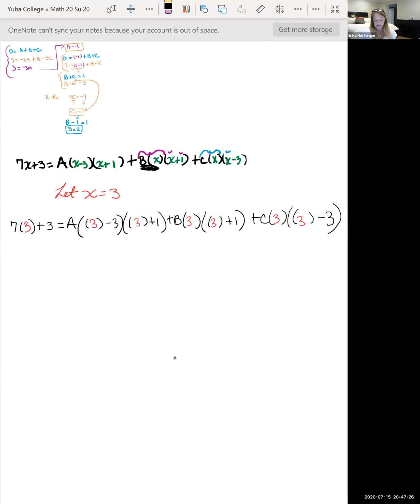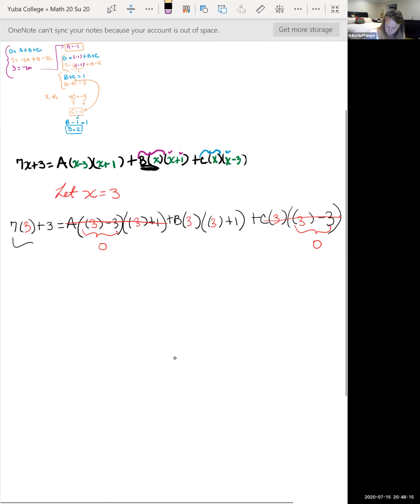Okay, so we chose that value so that one of those factors, or multiple of those factors actually, go to 0. Notice 3 minus 3 is 0. And if you multiply anything by 0, we get back 0. So this whole thing goes away, because that's 0 times a times 4. Notice over here, this 3 minus 3 in this factor also equals 0. So when you multiply this 0 times the 3 times the c, this whole piece also goes away. So really what we're left with on the left-hand side is 7 times 3, which is 21, plus 3. So we get 24.